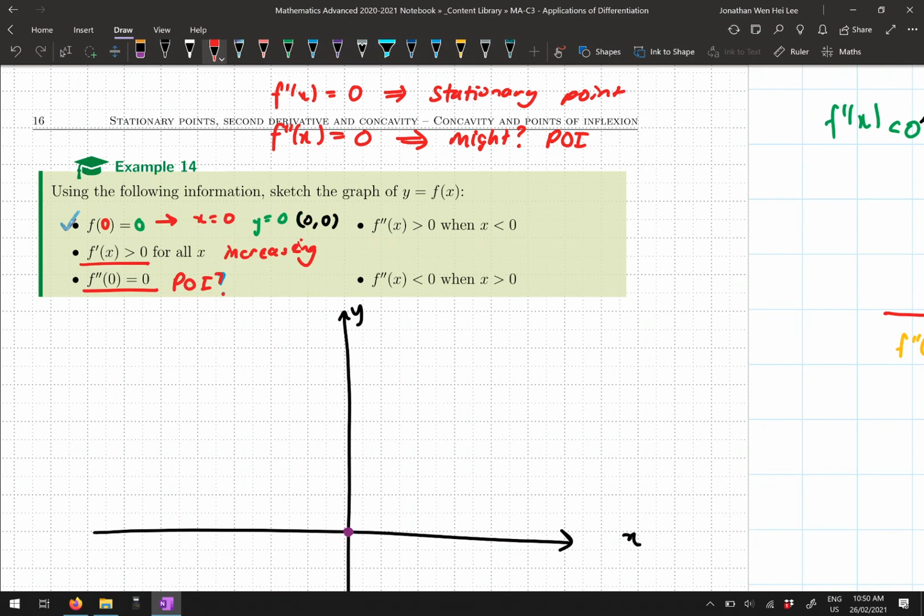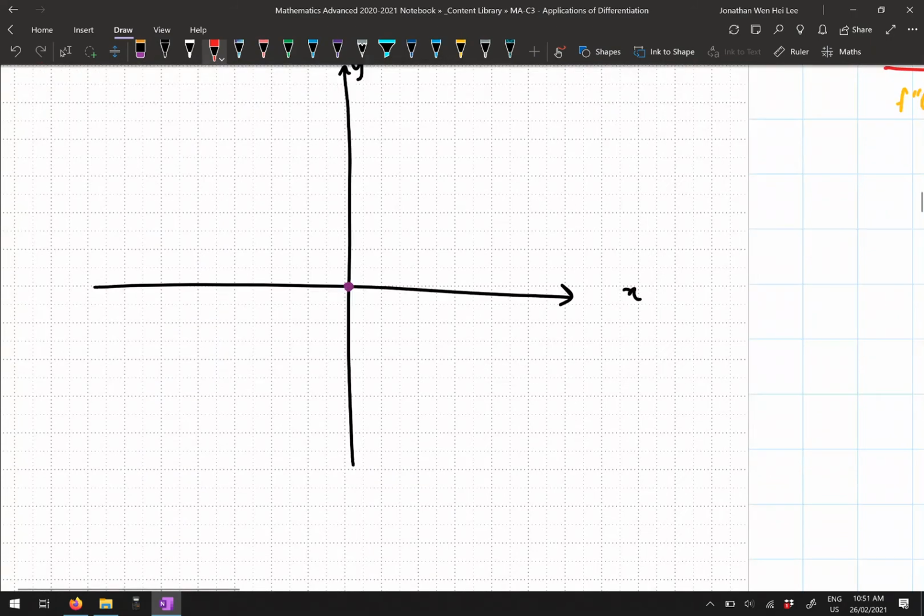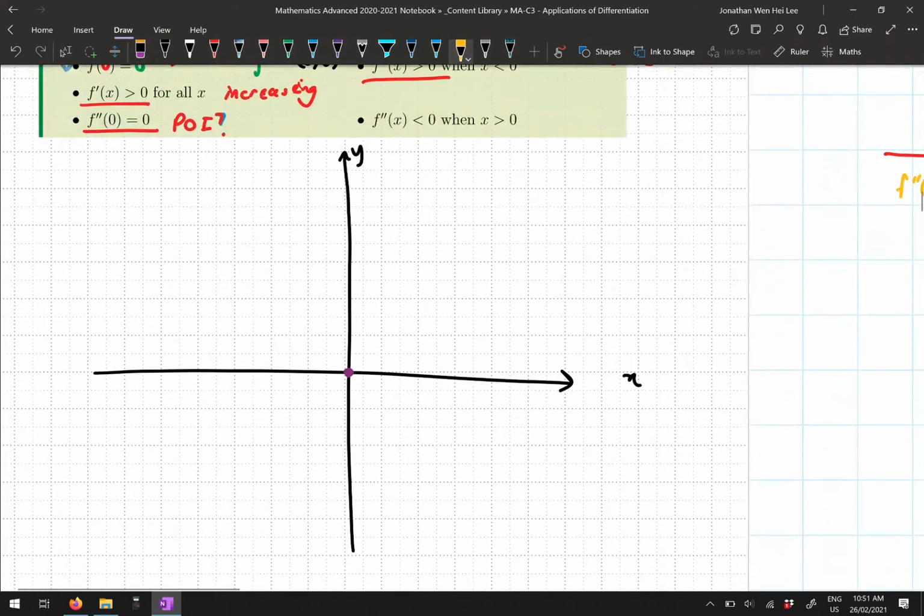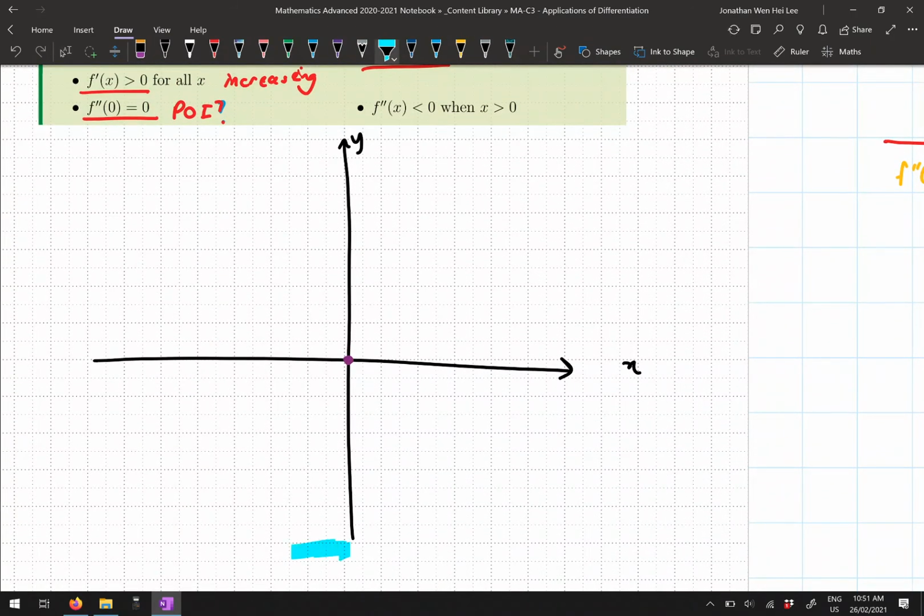Okay, have a look at this next condition. F double dash x is greater than 0 when x is less than 0. Okay, let's talk about this. What does f double dash x greater than 0 mean? It's concave up. It's concave up for when x is less than 0. So what this means is anything to the left of my y-axis, this whole region is concave up, like that.